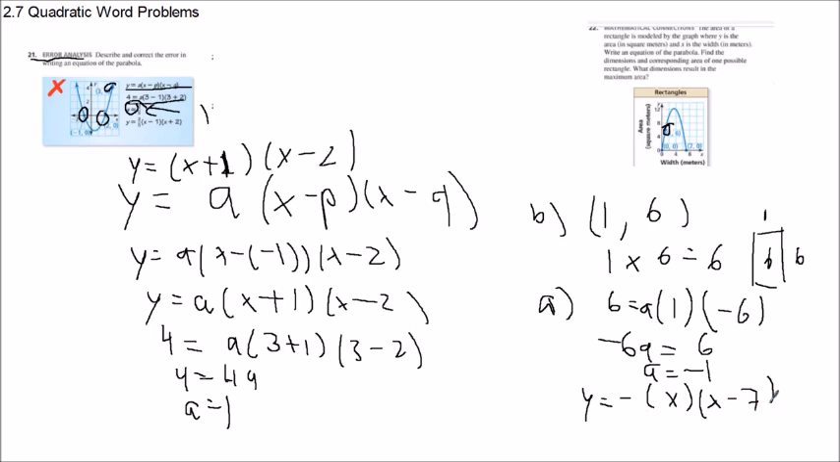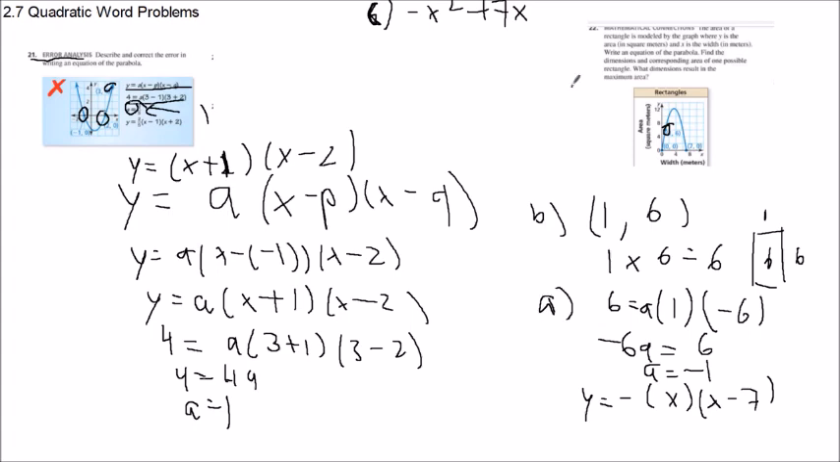Of course, we can make it simpler, but I'm not going to. Now C, I'm going to make it simpler now. So x times x minus 7 is x squared minus 7x. And then you make it negative. So x squared minus 7x, you make it negative, you will get negative x squared plus 7x.